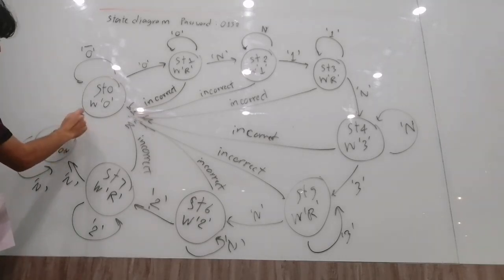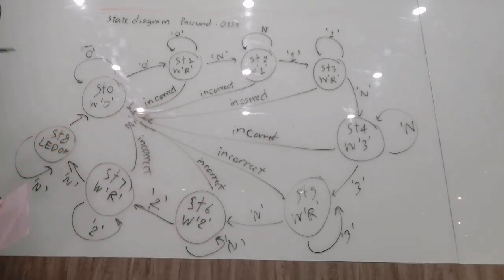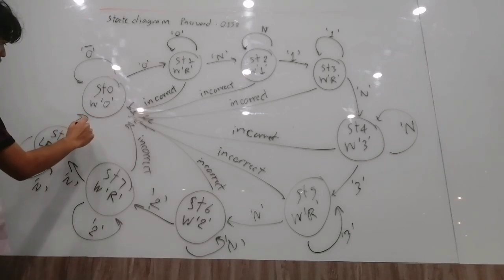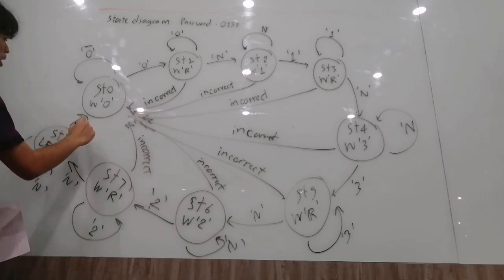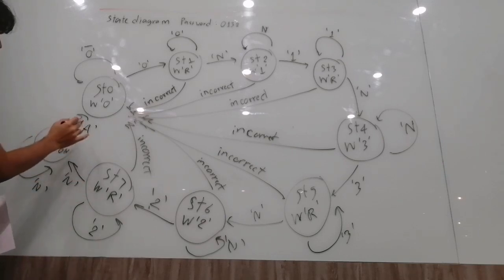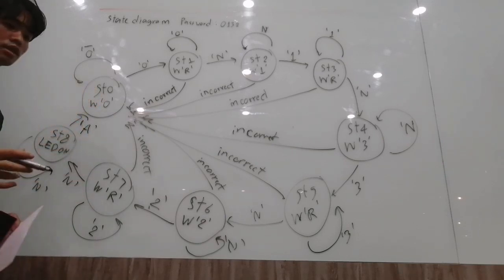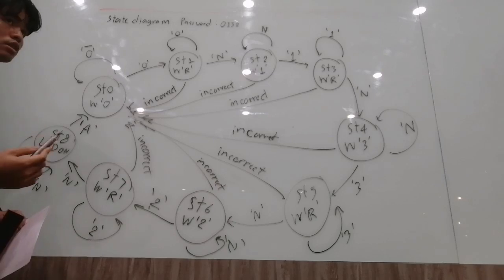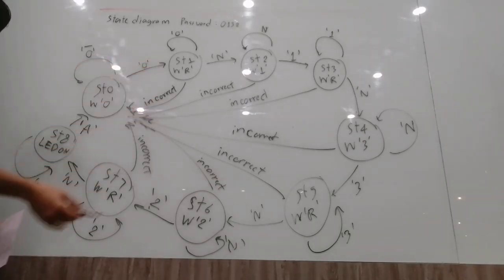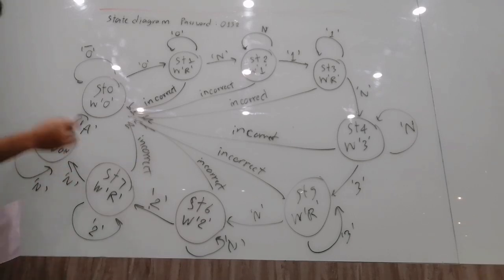And when we push something, anything, any button, if you push it, it will go to state 0 to reset the circuit. That is the state diagram of this circuit.